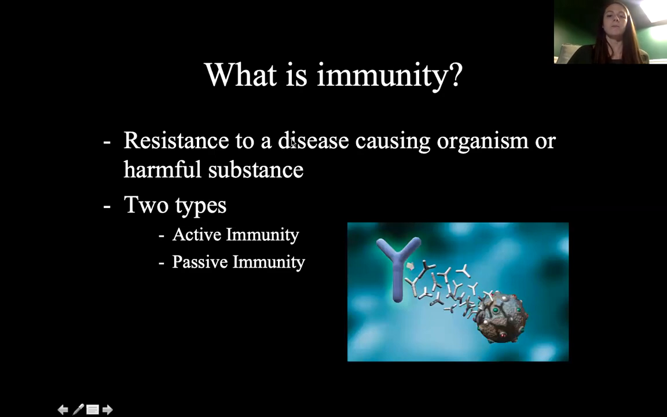All right, so what is immunity? It's your body's resistance to a disease-causing organism or harmful substance. Basically, when you have enough antibodies to avoid getting sick if you're infected. There are 2 types of immunity we're going to talk about: active immunity and passive immunity.